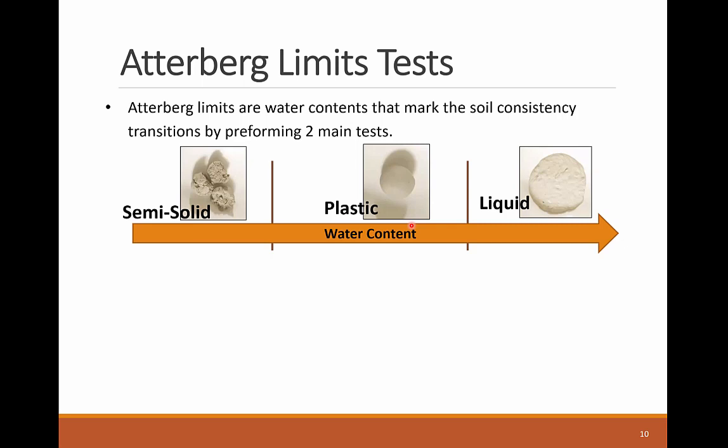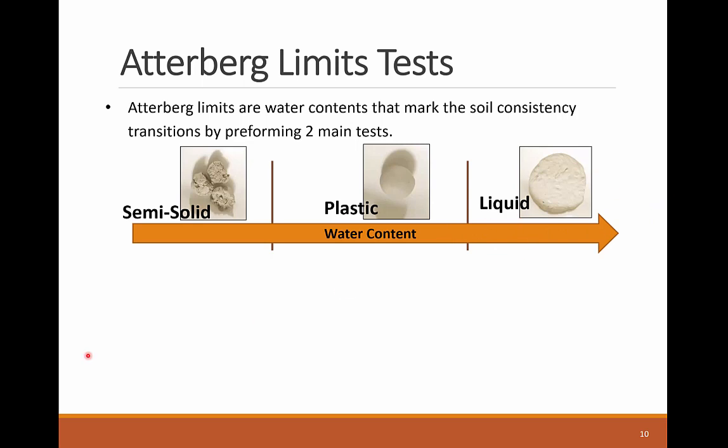A semi-solid sample with low water content can be deformed, but it will crack under a small molding effort. By adding more water to the soil, it becomes softer and transitions to plastic consistency. This results in the soil's ability to deform without cracking. Finally, increasing the water content will make the soil eventually become a viscous liquid.